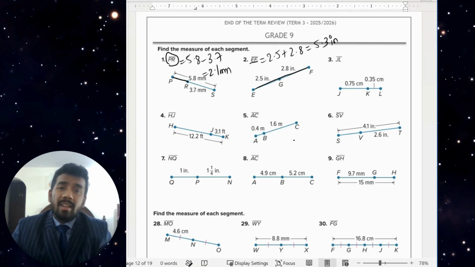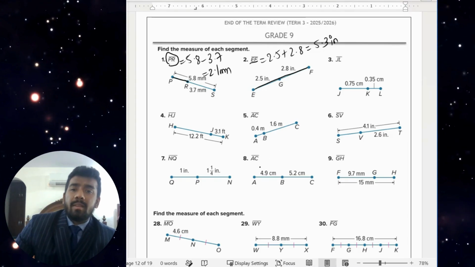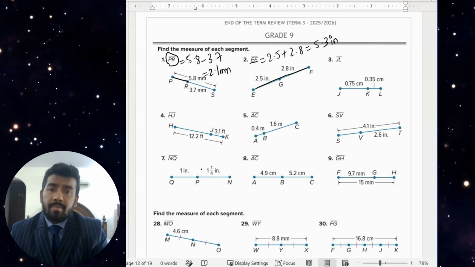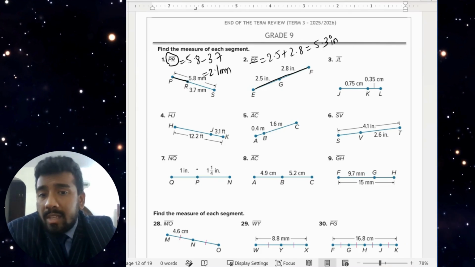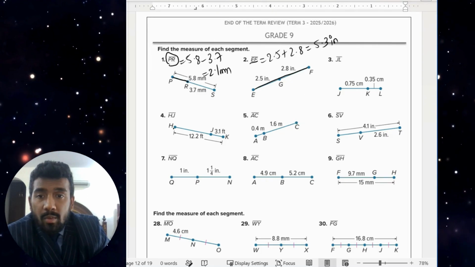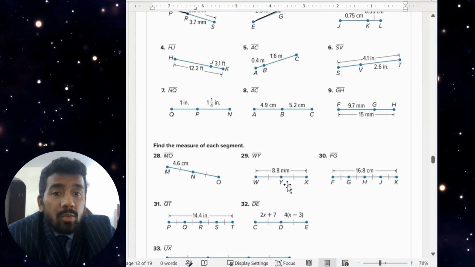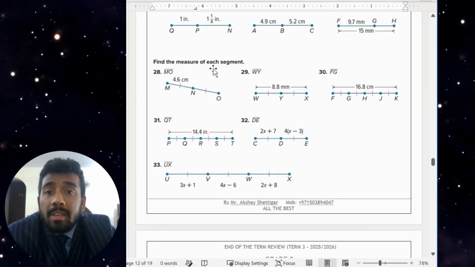Okay. So I think the rest of the questions are pretty much the same. I won't be doing everything. You guys can try it. Okay. It will be easy. If they want the smaller one, do the minus. If they want the big one, the entire one, do the plus. Find the measure of each segment.